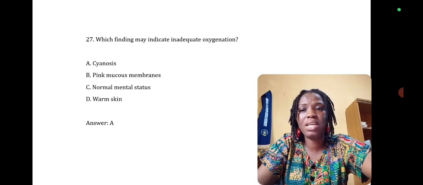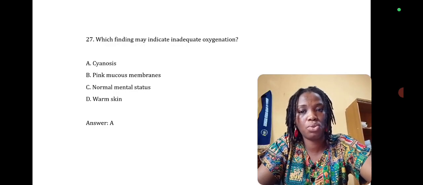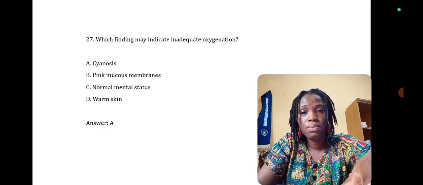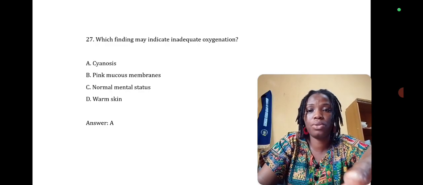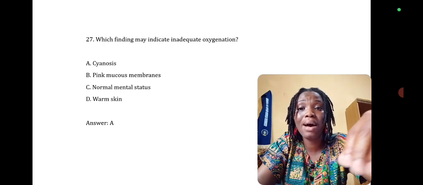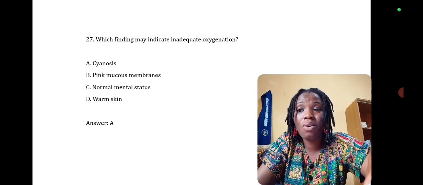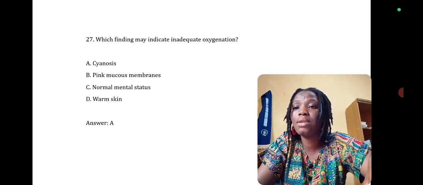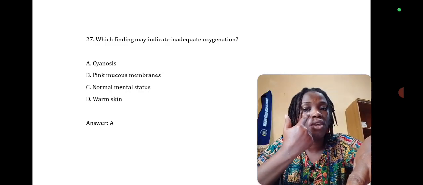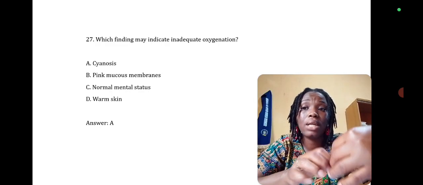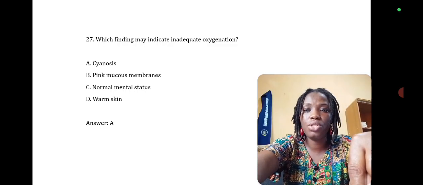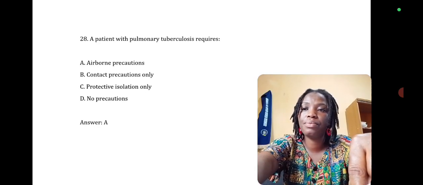Question 27. Which finding may indicate inadequate oxygenation? When there is reduced oxygen in the body, the patient will become bluish. Bluish coloration of the skin, of the eye, of other membranes is called cyanosis. Cyanosis means bluish coloration of the skin, of the conjunctiva of the eye, and other membranes too. That's reduced oxygen in the body.